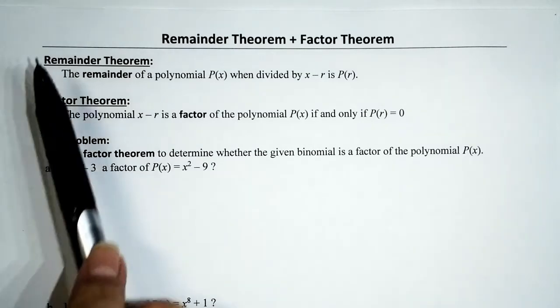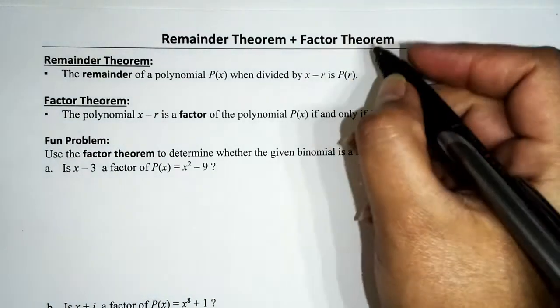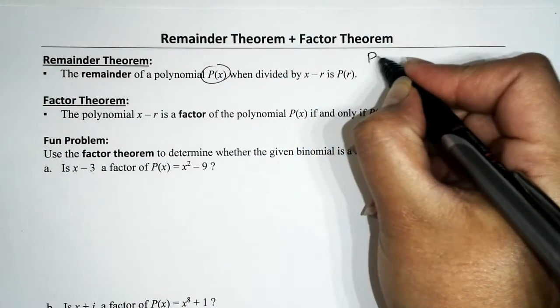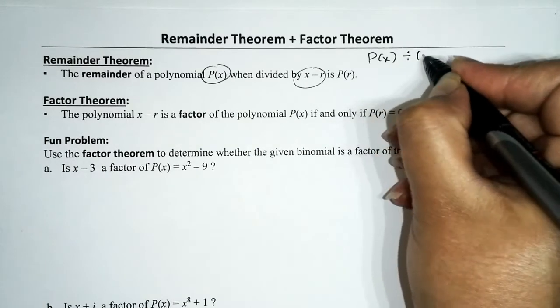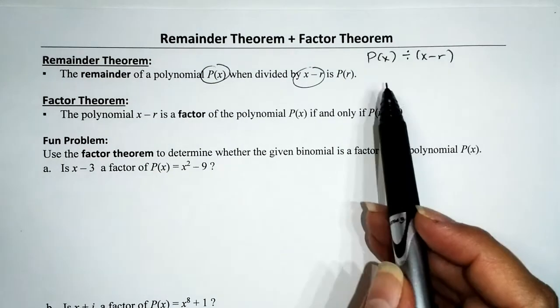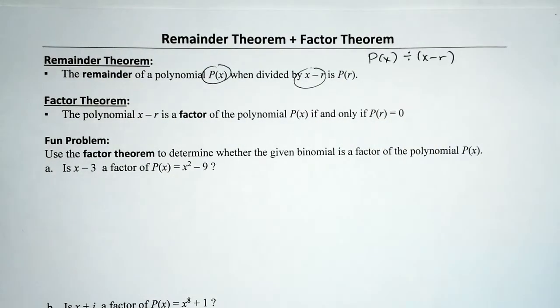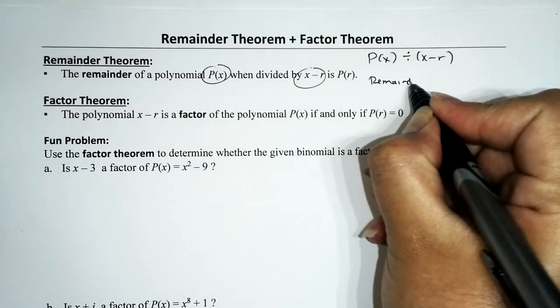Okay, so I'm going to read to you and then I'm going to try to break it down with these fun problems. So let's do this. So the remainder theorem, what does that say? The remainder theorem says this: if I have a polynomial and I divide it by a binomial of the form x minus r, does that look familiar from our synthetic division unit? If we have a polynomial and we divide it by a binomial of the form x minus r, then the remainder is given by p of r.